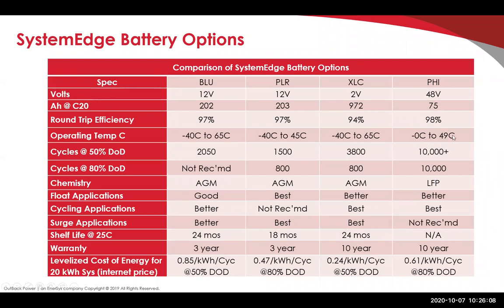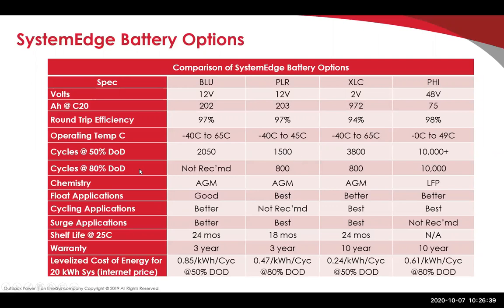So keep in mind that, especially in California or other places in the South or in Texas and places like that, you'll want to make sure that you have some level of temperature control so that it doesn't get too out of hand. Cycles at 50% depth of discharge: the blue has more. It's not a huge amount more than the PLR, but definitely some.